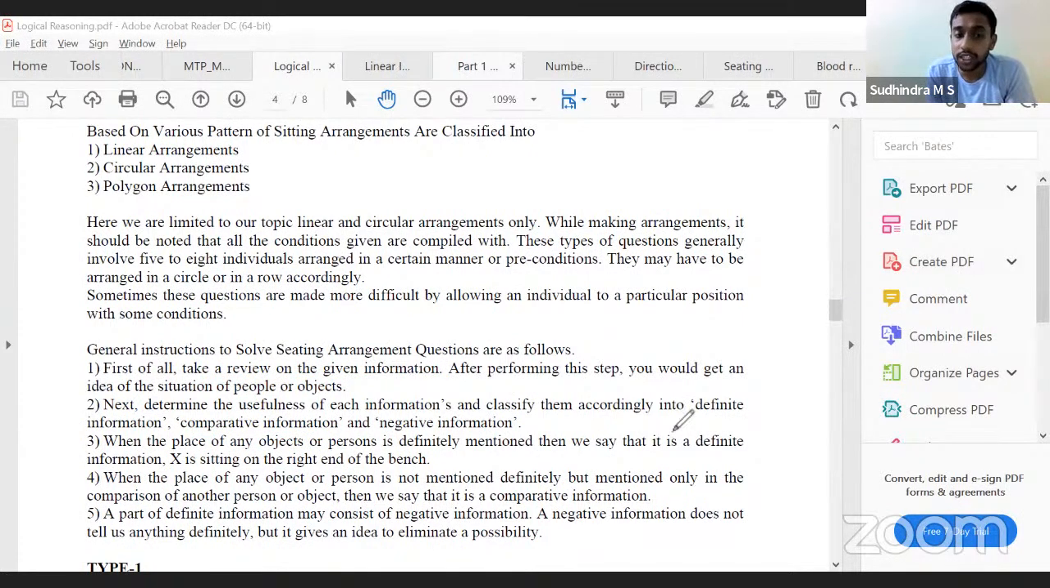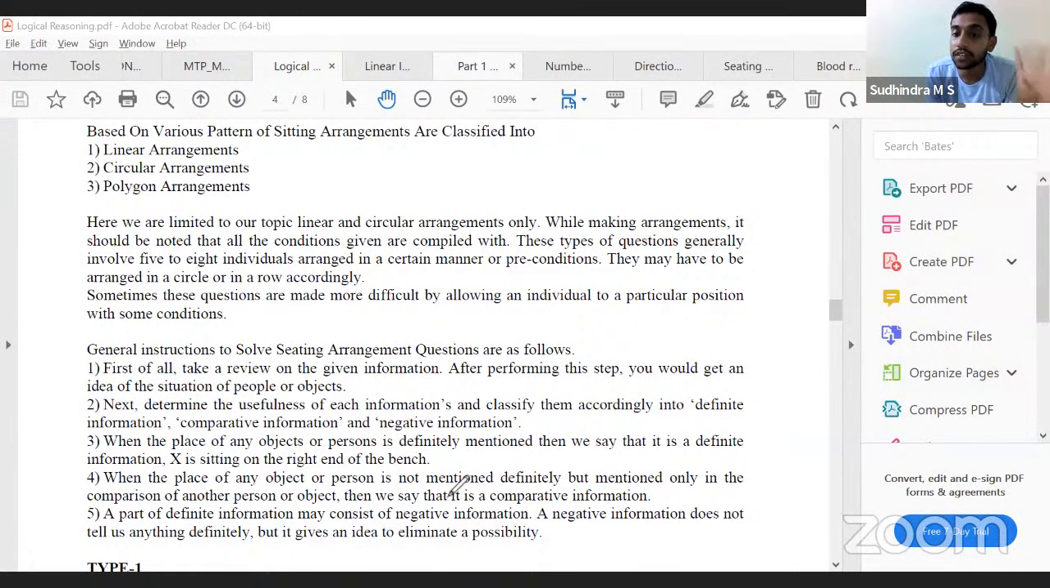What is definite information? When the place of any object or person is definitely mentioned, then we say it's definite information. X is sitting on the right end of the bench. When the place of any object is not mentioned definitely, but mentioned only in comparison to another person, then we say comparative information. A part of definite information may consist of negative information. Negative information does not tell us anything definitely, but it gives an idea to eliminate a possibility.